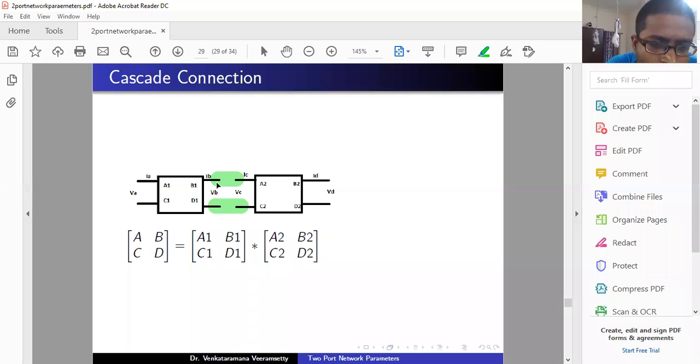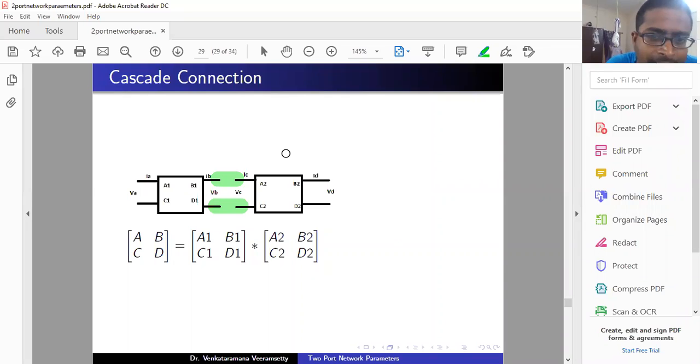See, after you connect these two, now we have only one two-port network. Now this is the input port and this is the output port, right? Now after cascade connection, we are going to see a single two-port network having input voltage VA and input current IA, output voltage VD and output current ID. This is the complete two-port network containing the two two-port networks.